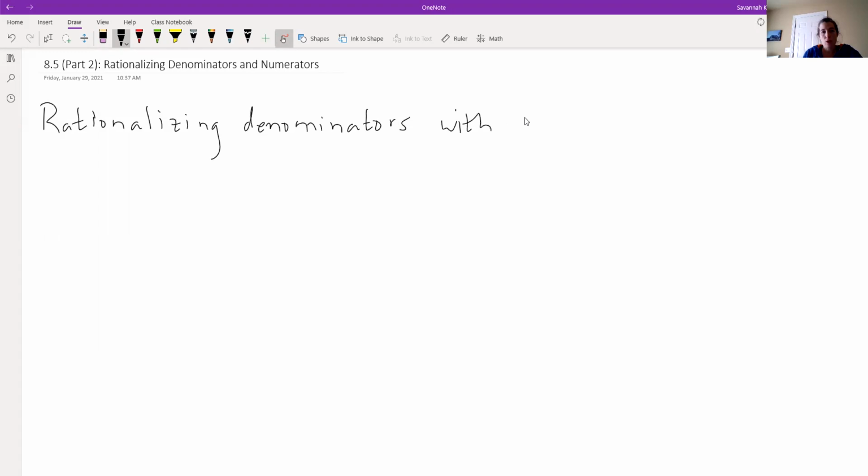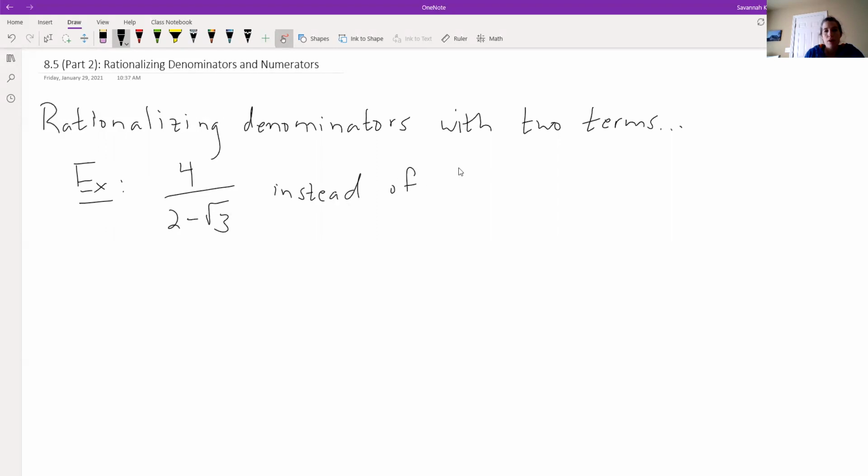So we want to learn how to rationalize denominators with 2 terms. And I want to take a quick peek at how involved they get. Yeah, so for example, we need to be able to handle stuff like this, whereas before in part 1, we would have had just something simple like that. Now the square root of 3 is involved in a subtraction problem with another quantity.